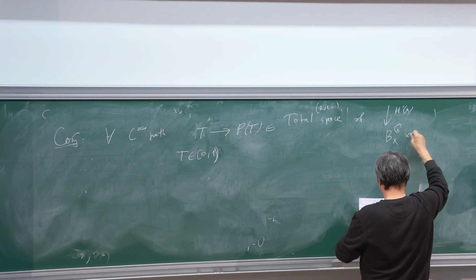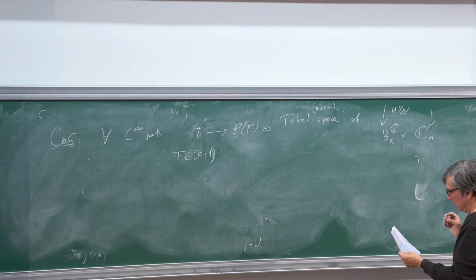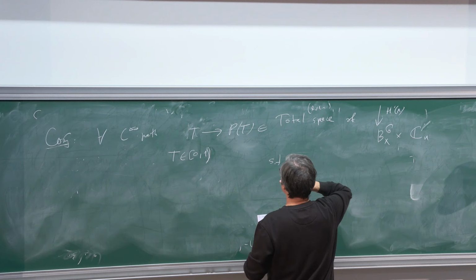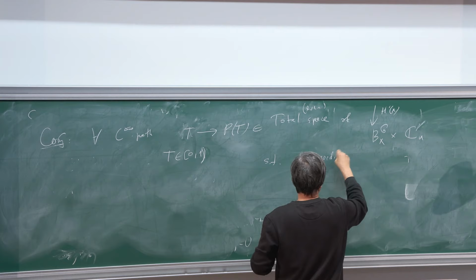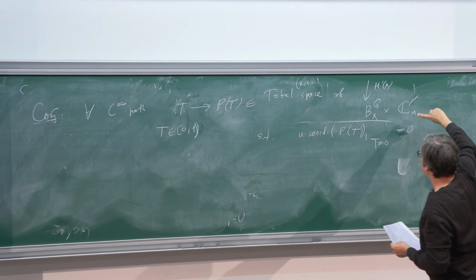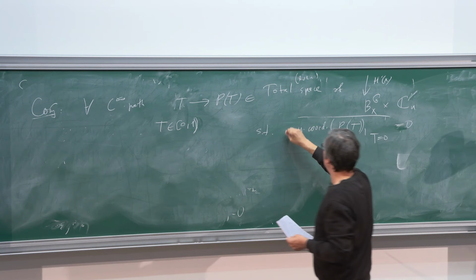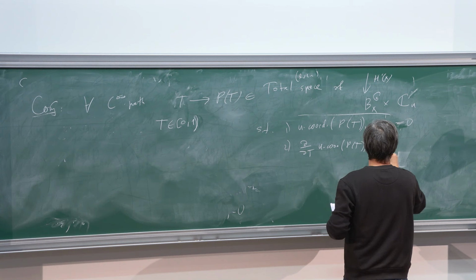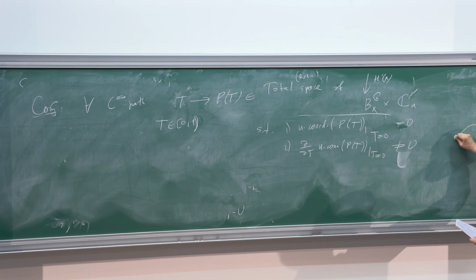C star, the variable U. I consider the total space of my bundle such that the following thing holds. If you get a path, then you can see the U coordinate of this P of T at T equal to 0 is 0. So in particular it projects to a path in the U plane. And I want this path to start at the 0 point with non-zero speed.